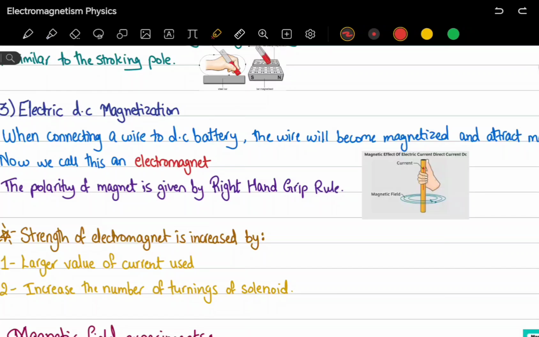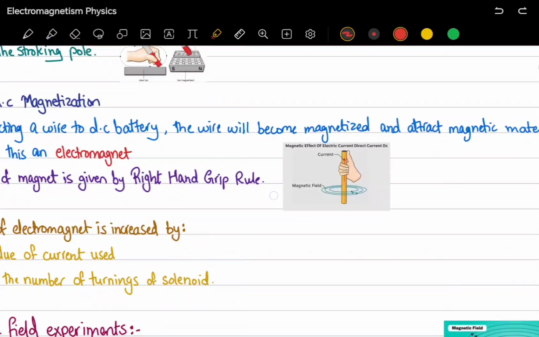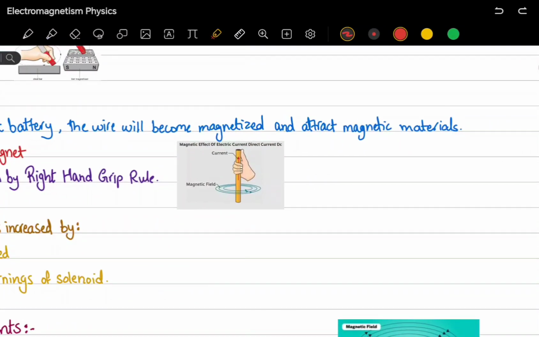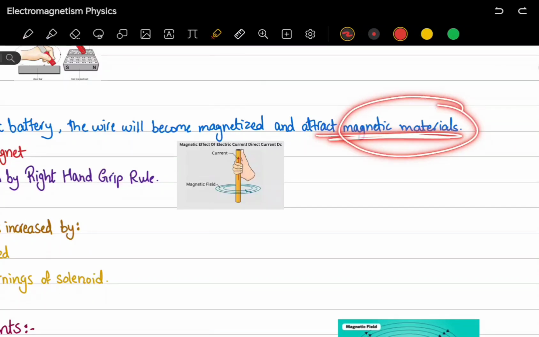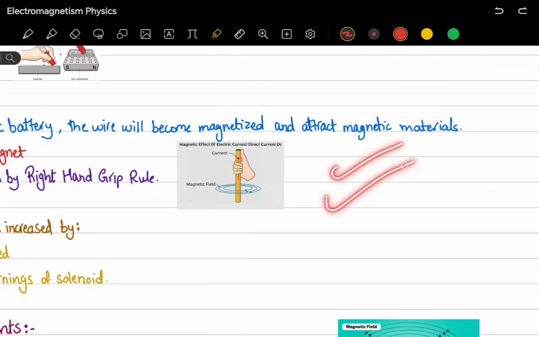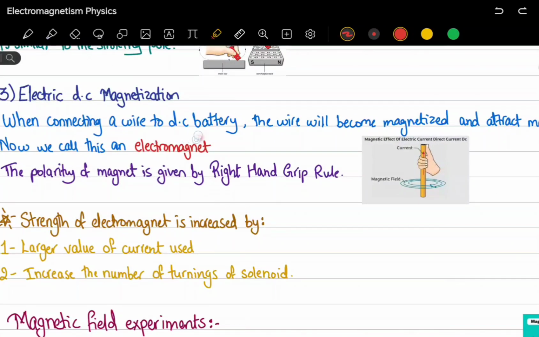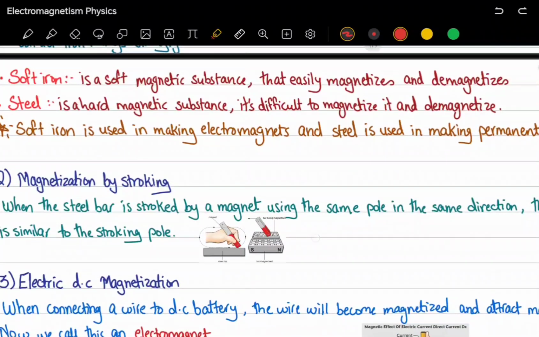Moving on to electric DC magnetization: when connecting a wire to a DC battery, the wire will become magnetized and create magnetic field lines, and therefore this will attract magnetic materials. And as I've mentioned before, magnetic materials are like iron, cobalt, nickel, and steel. Here we call this an electromagnet. Yes, we did mention this from before in this part.